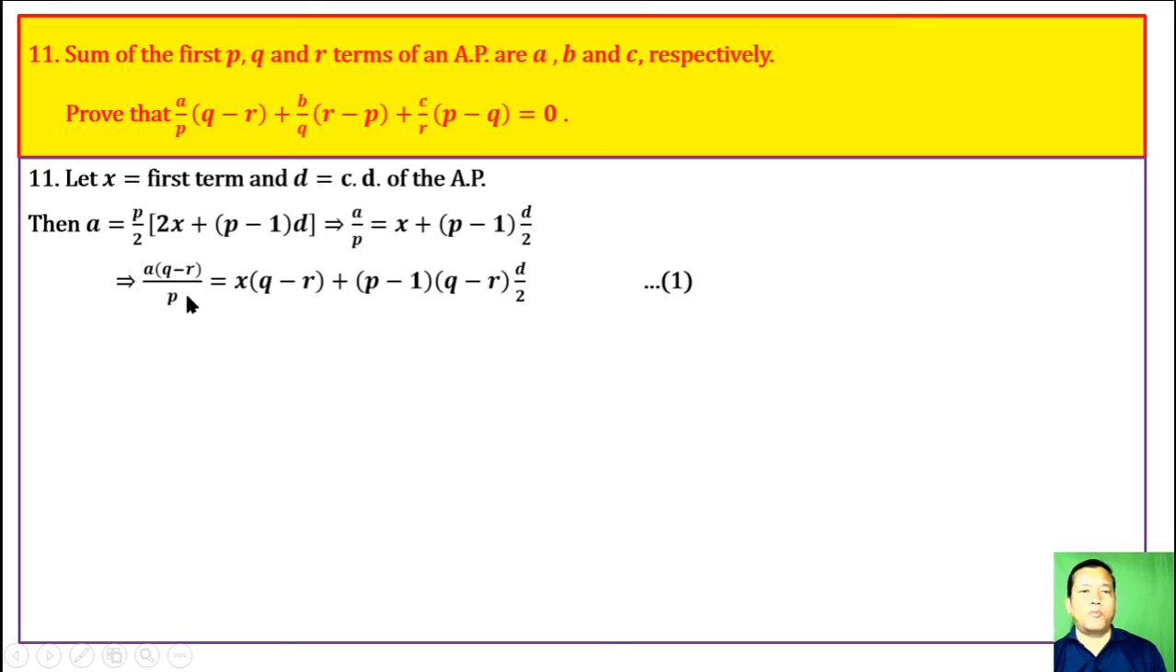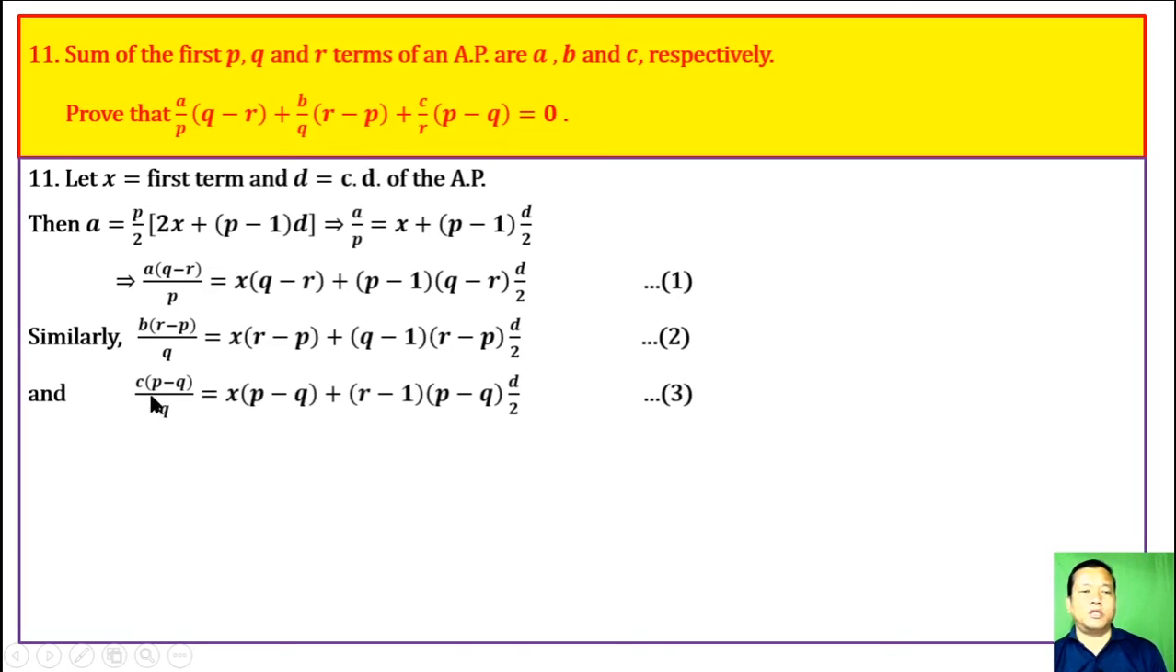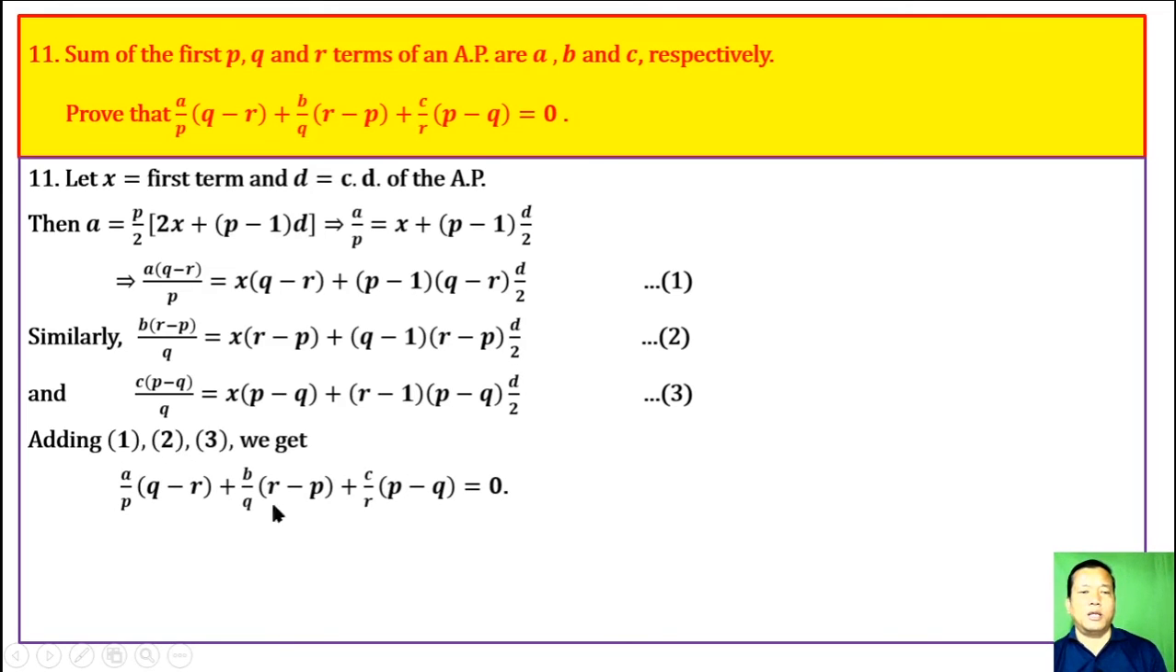This implies A times (Q minus R) by P equals x times (Q minus R) plus (P minus 1) times (Q minus R) times D by 2. Similarly, we get equation 2, and C times (P minus Q) by R equals x times (P minus Q) plus (R minus 1) times (P minus Q) times D by 2. We get equation 3. Adding equation 1, equation 2, and equation 3, we get the left hand side expression, whose value is found to be 0 after calculation. Hence proved.